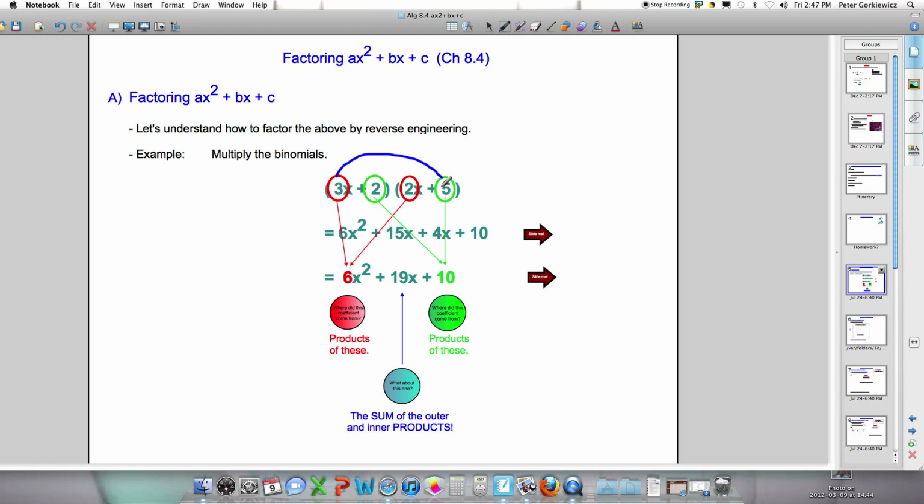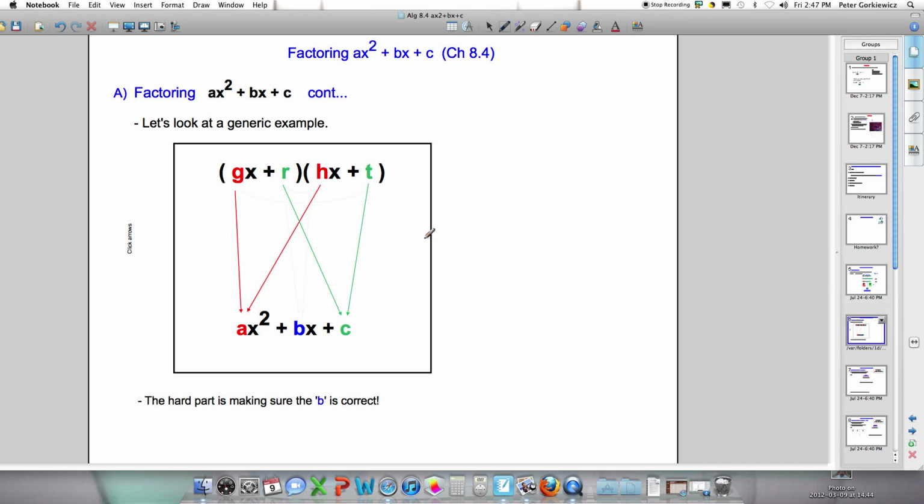So 3 and 5, 3 times 5 is 15, and that's the product of these two, and the product of the inner ones, 2 and 2, is 4. And then we are adding them up. We're finding the sum. So add them. 15 and 4, 19. Bing. Cool? So let's look at this in a generic example, right?